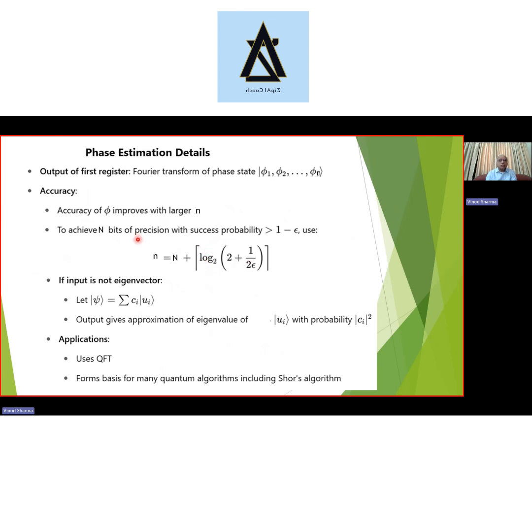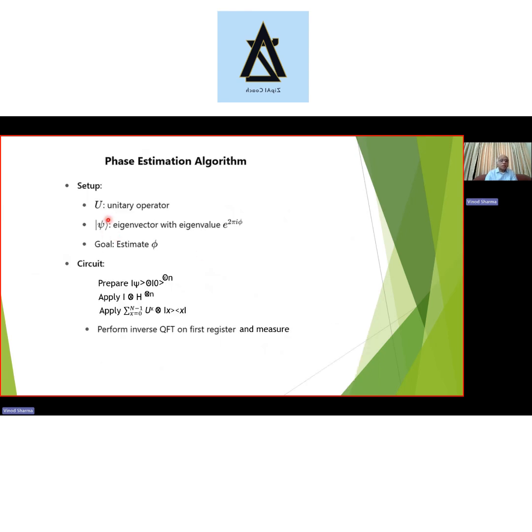Okay, and this will give us the phase phi with n bit precision and success probability greater than 1 minus epsilon, where epsilon is given here. So whatever success probability you want, whatever accuracy you want, you can take small n equal to this and use the above circuit, and you can get that. Now this is when to this circuit you have input an eigenvector phi of U.